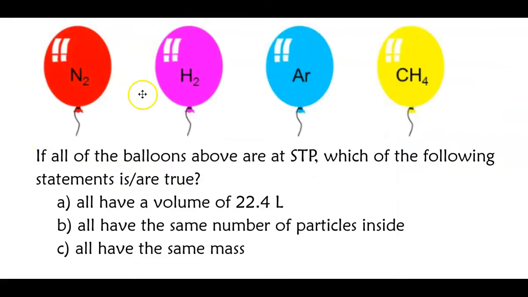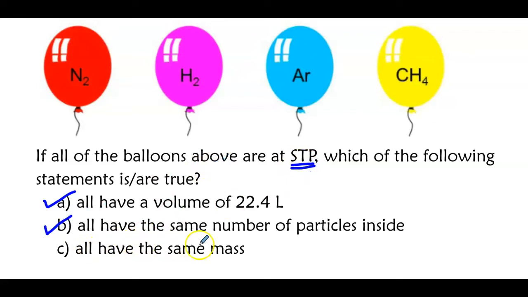So if we look at this question, if all of the balloons above are at STP, then which of the following statements are true? Do they all have a volume of 22.4? Well, if they're all at STP, then yes, they all have a volume of 22.4. Do they all have the same number of particles inside? Yes, they do, because they're all at STP.